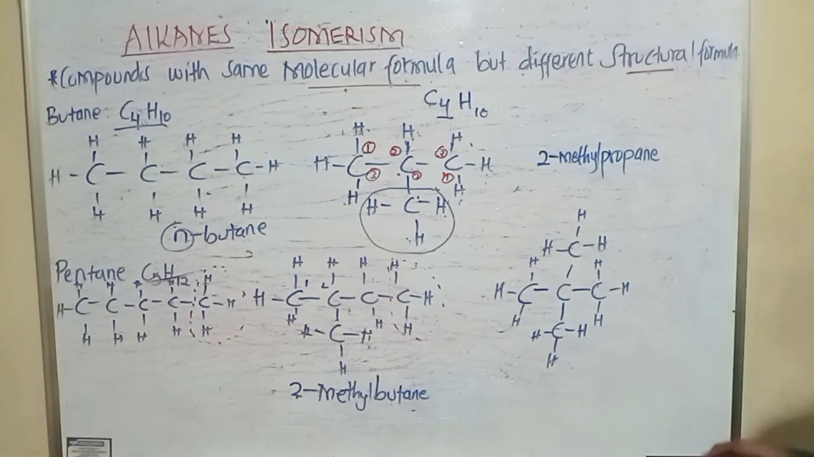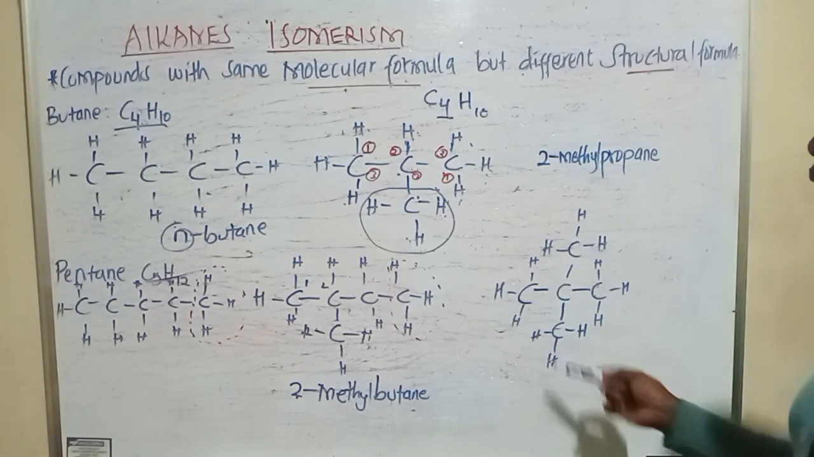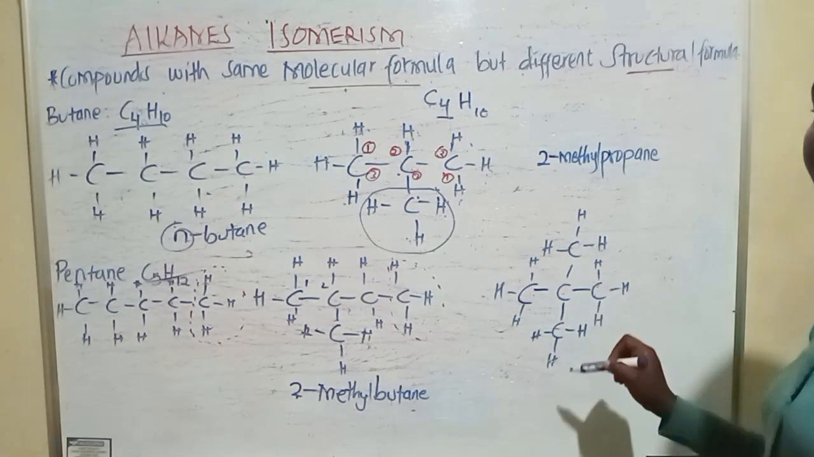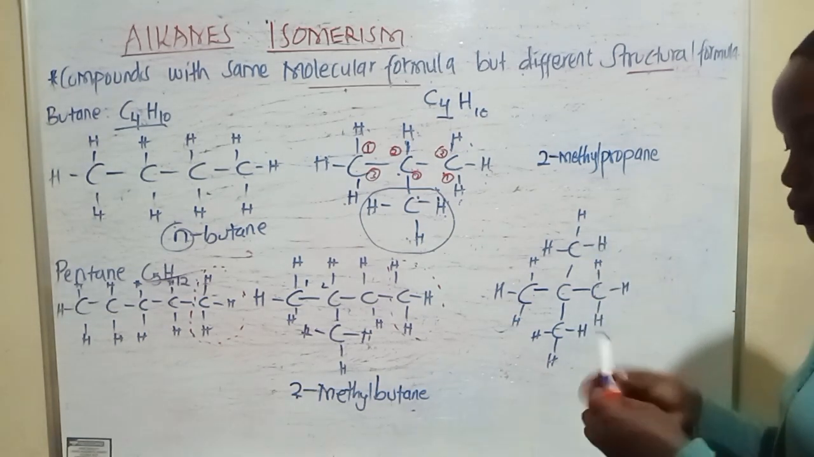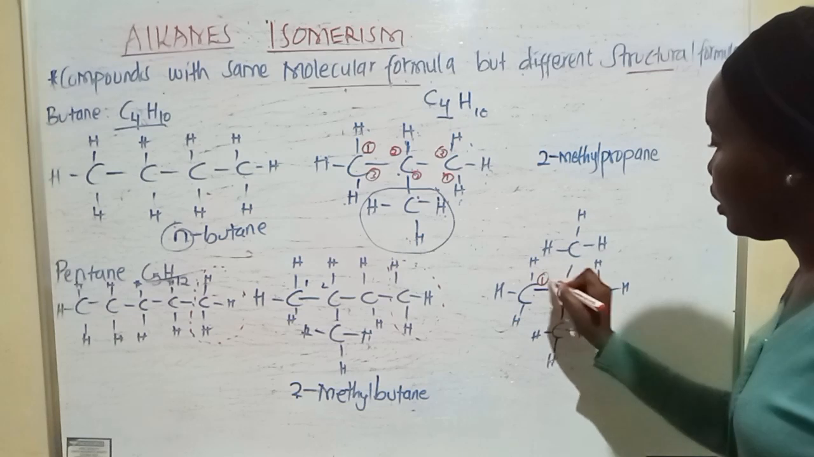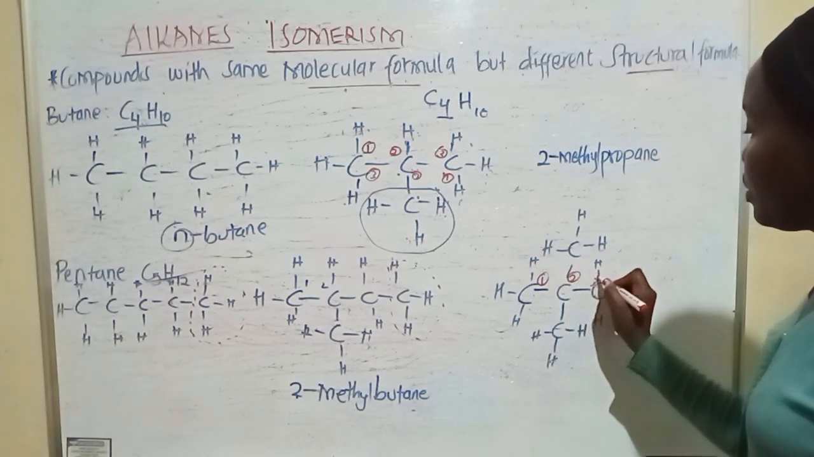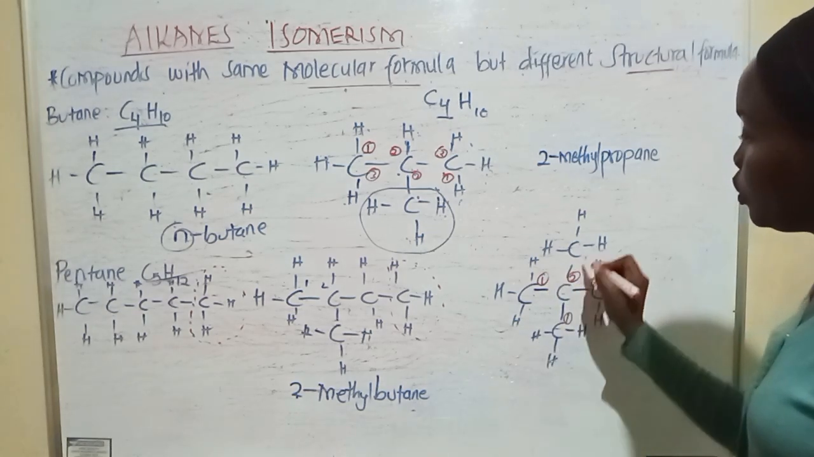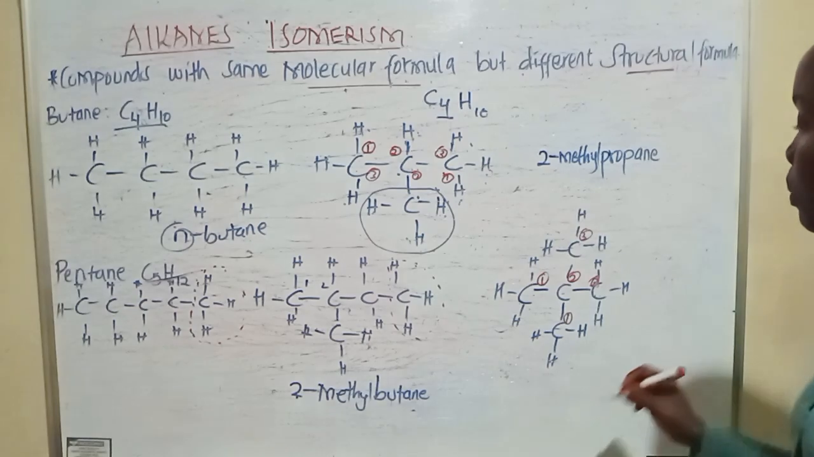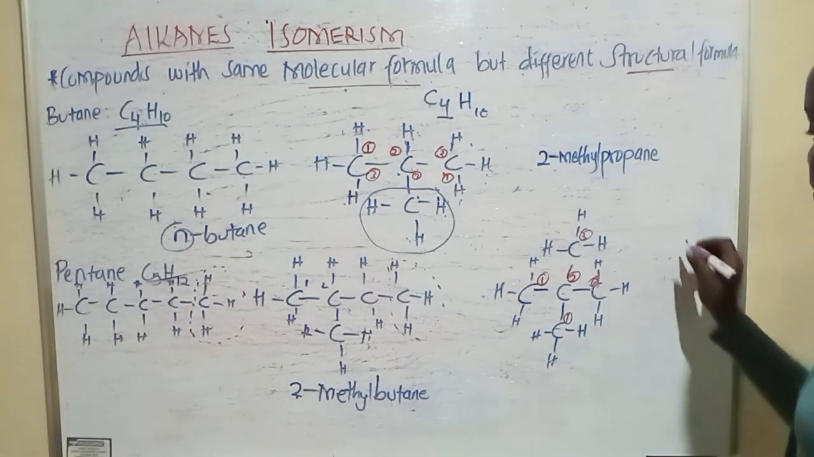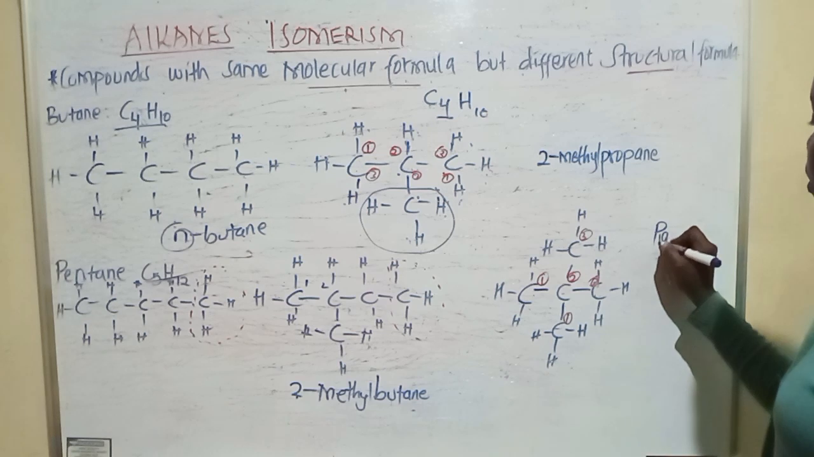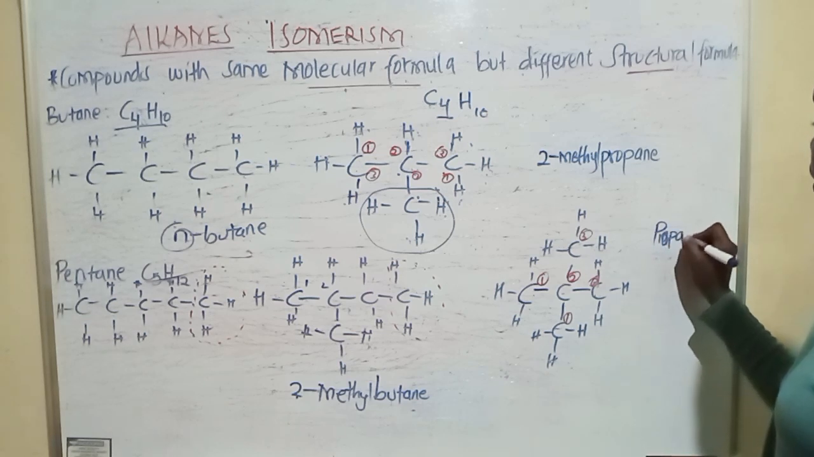So how are we going to label? You identify the longest carbon chain. It is 1, 2, 3. It can also be 1, 2, 3. So the parent name is going to be propane, because that is the longest carbon chain.